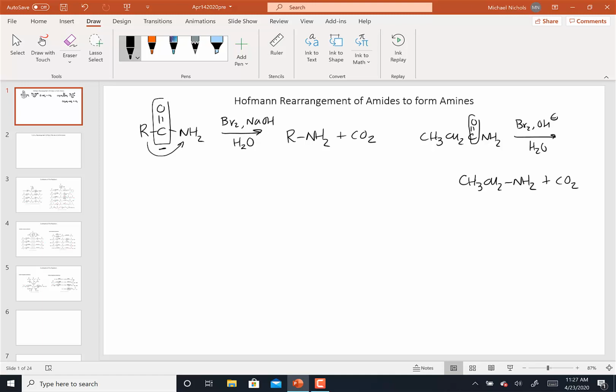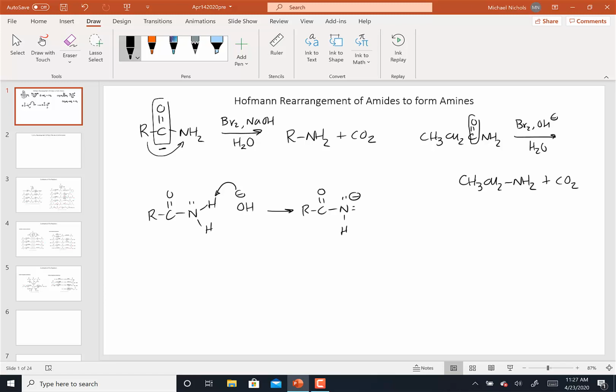Now the mechanism for this is kind of extreme, but what's going to happen is that we are going to start with deprotonating the amide. And I know that the nitrogen itself isn't very basic, but what will happen is the hydroxide can come in and it will grab that hydrogen off the nitrogen, and we'll end up forming then a negative charge on that nitrogen.